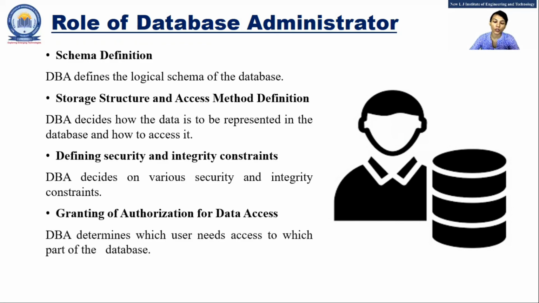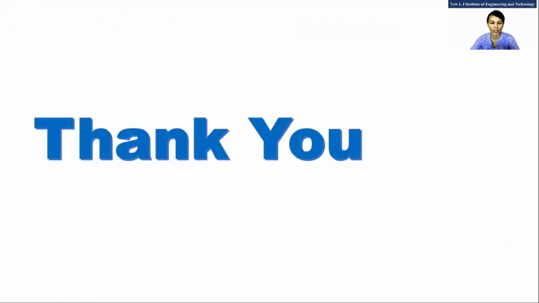Then granting of authorization for data access. Different users have different kinds of access on the database. So the DBA will decide whom to give this authorization and how much access should be given. And then the last one is liaison with users. Whenever a user wants some kind of data, then the DBA will provide that data to the users. So these all are the responsibilities of the database administrator.